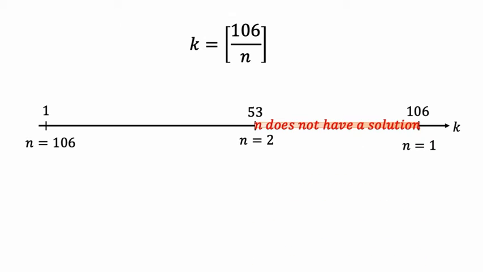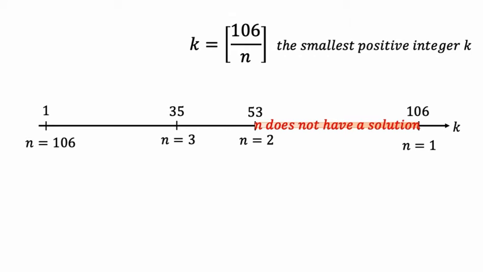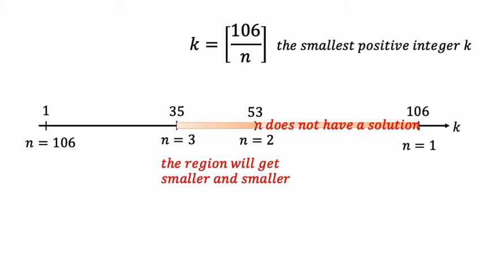We'll then look at another one, n equals 3. It seems like when n equals 3, this region also doesn't have any solution. And if we go on and on, we can see that this region will get smaller and smaller. So why don't we go backwards? Let's look at what will happen if k equals 2 and k equals 3. It seems like there will be a number of k's from 1 to something that will be consecutive.